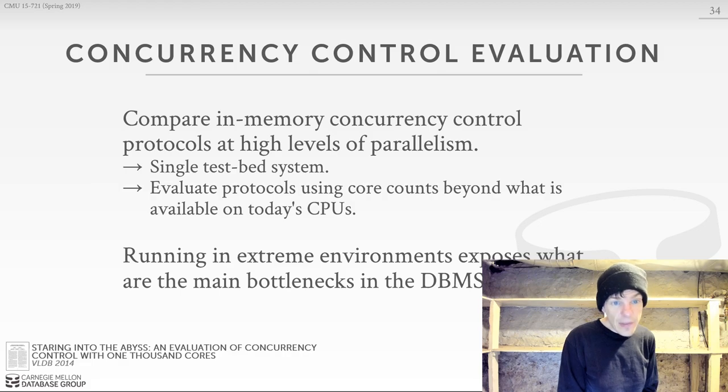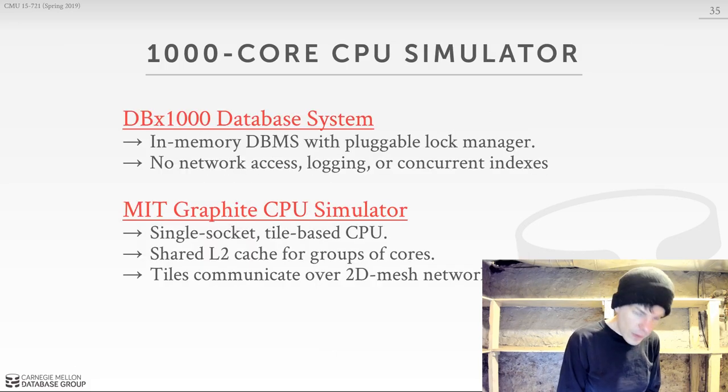And again, the idea here is that we're going to run these in extreme environments, and that's going to allow us to more easily identify what are the bottlenecks in a database system that can prevent these systems from scaling to higher core counts. So the way we're going to do this is run this in a CPU simulator called Graphite that was developed at MIT.